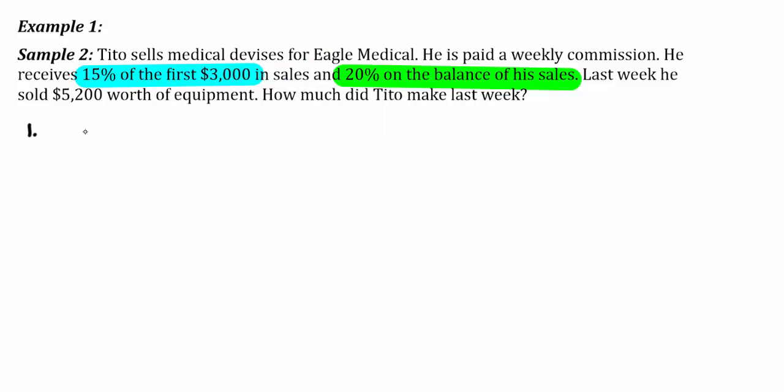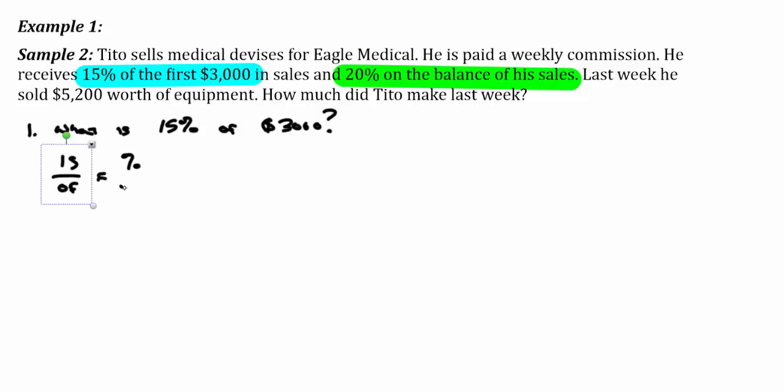So his commission on the first $3,000 is going to answer the question, what is 15% of $3,000? We're going to set up our proportion in the form of is over of equals percent over 100. The is in this problem is going to be an unknown. The of is going to be the $3,000. The percent is going to be 15, and that will be over 100.